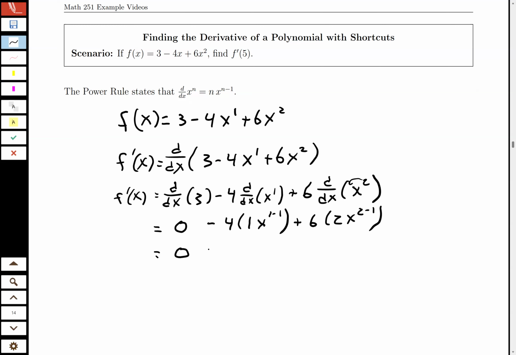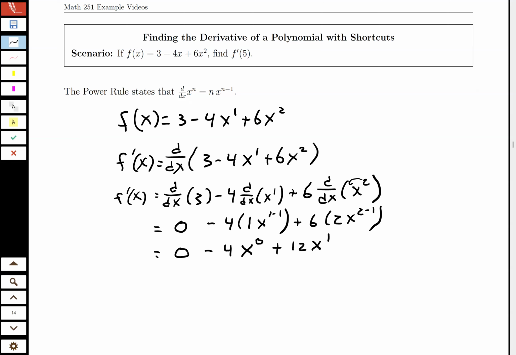So I have 0 minus 4 times 1, which is just 1, multiplying by 4 doesn't change anything, x to the 1 minus 1 gives me x to the 0. Here I have 6 times 2, so I have 12. x to the 2 minus 1, 2 minus 1 is 1. So I'm dropping the powers, and I'm multiplying them together. I take 1 away from the powers.